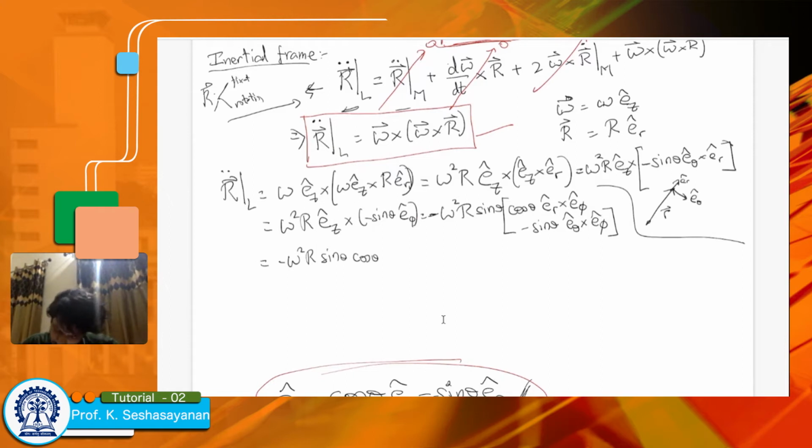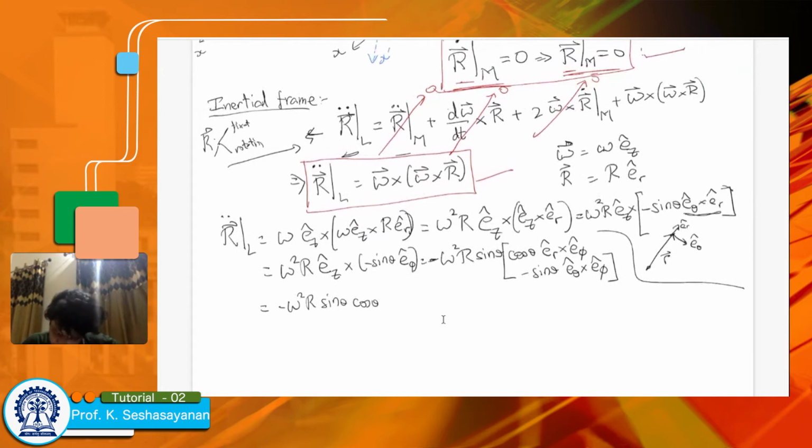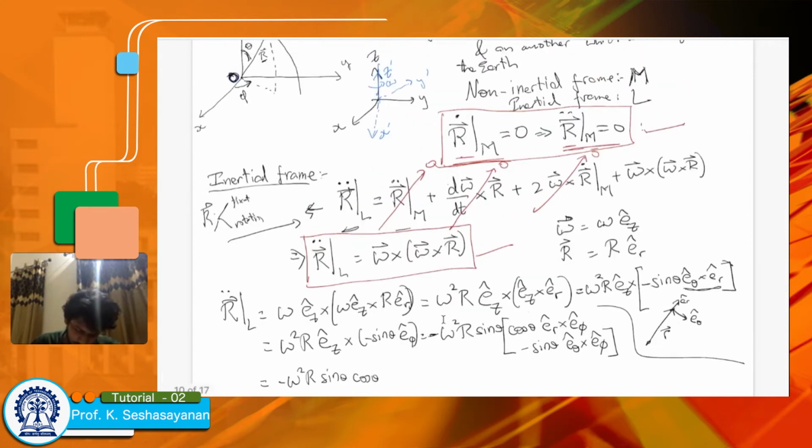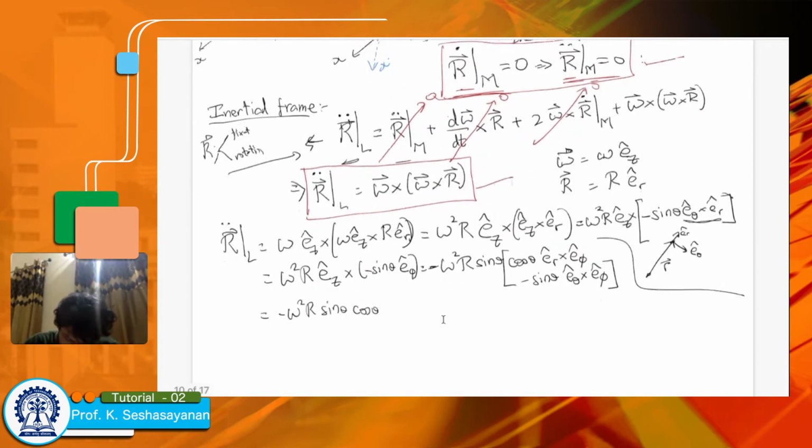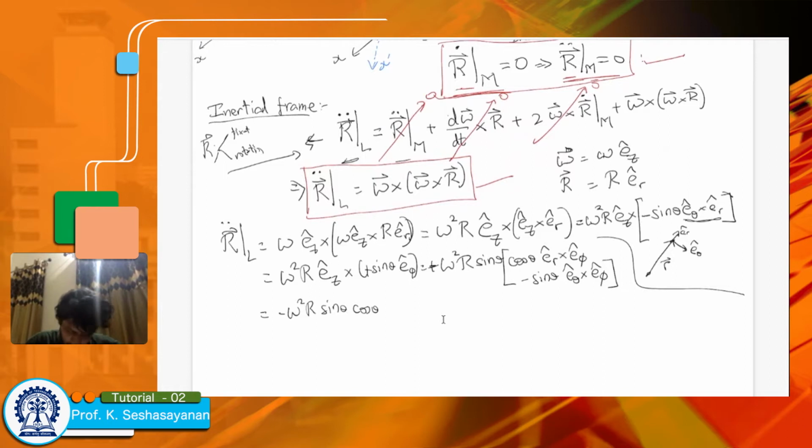Okay, so I think there's a mistake here. E theta plus ER is not actually E phi, it's actually E theta plus ER will be minus E. So this is actually plus, make this plus, and we go back to this: ER plus E phi will be minus E. So I'll put this as E theta hat.